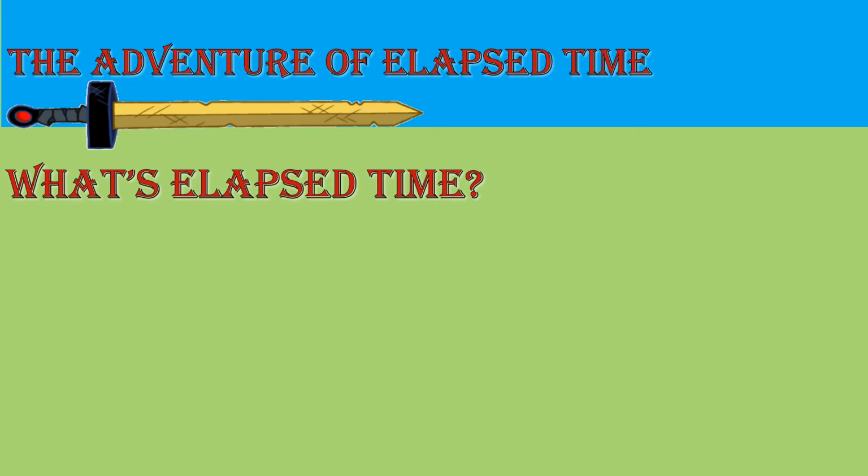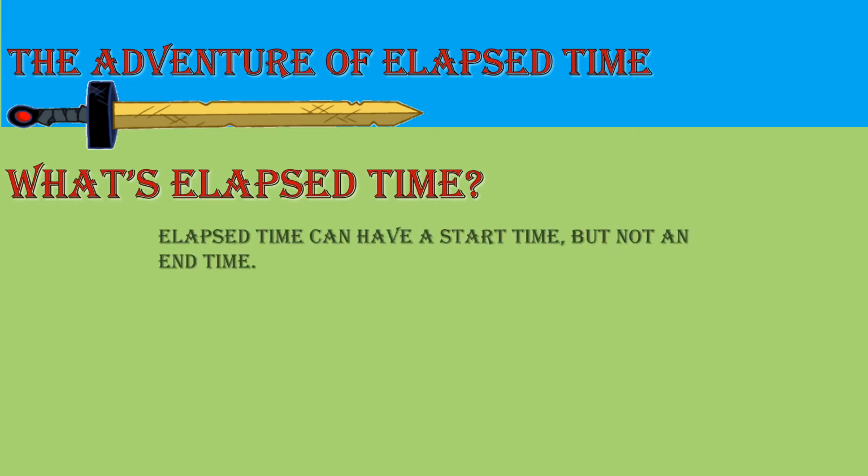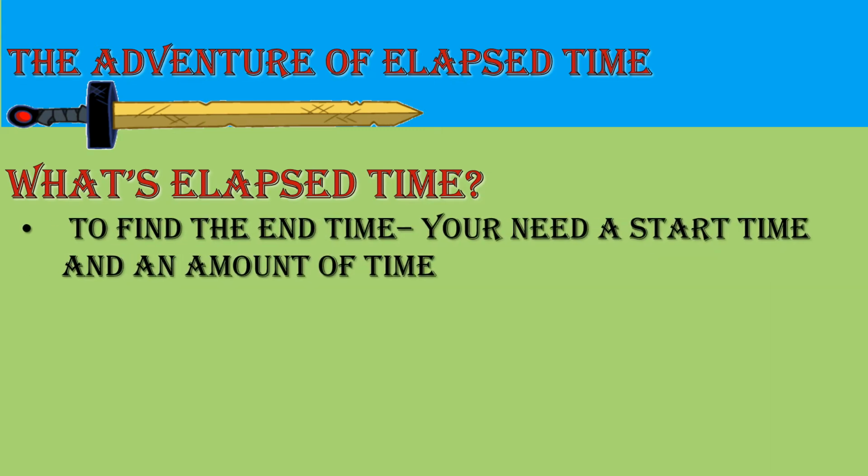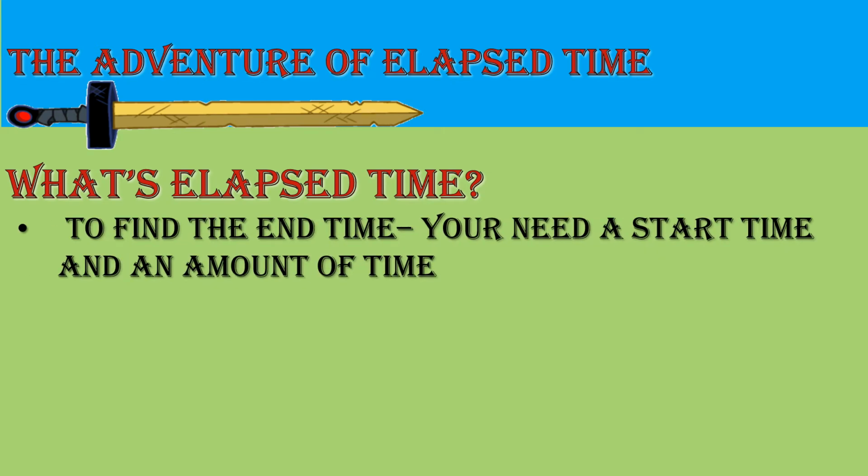So now let's take a look at elapsed time when we're looking for an end time. Elapsed time can have a start time, but not an end time in some cases. To find the end time, you need to know a start time and the amount of time that has lapsed or gone by.